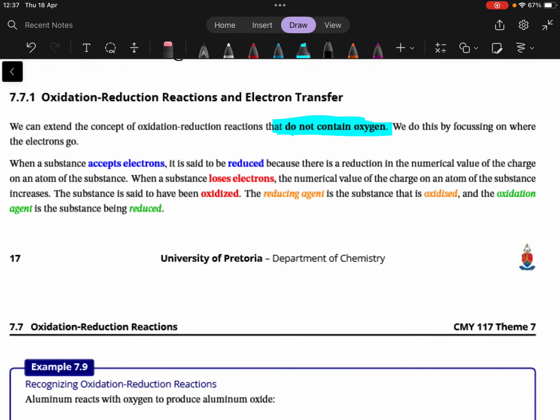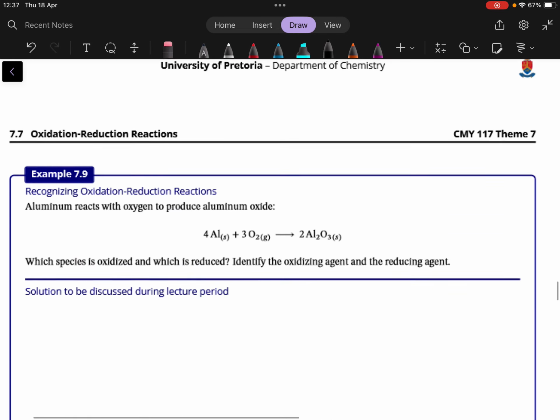Here I just give you some definitions. The substance that accepts electrons is reduced. The substance that loses electrons is oxidized. The reducing agent is oxidized. The oxidizing agent is reduced. So the colors match each other there, so you can always remember that.